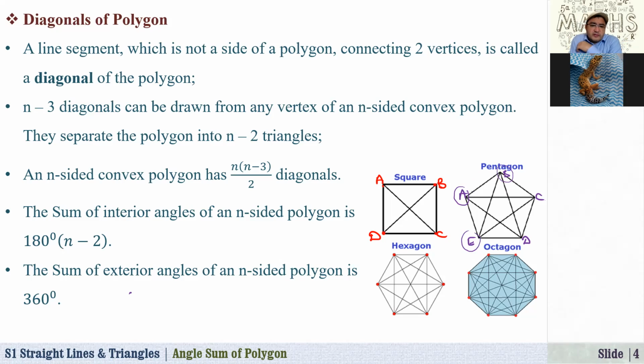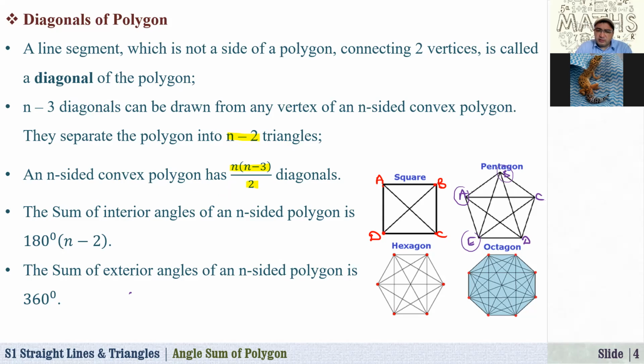So an n-sided convex polygon has n times n-3 over 2 diagonals. And also they separate the polygon into n-2 triangles. An n-sided convex polygon has n times n minus 3 over 2 diagonals.